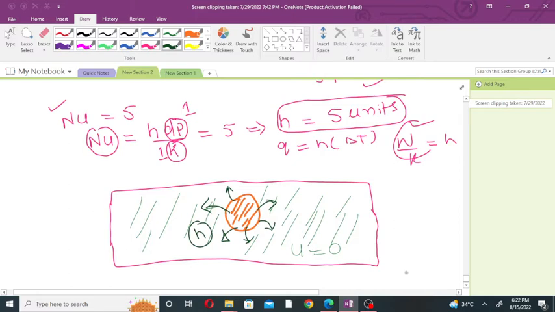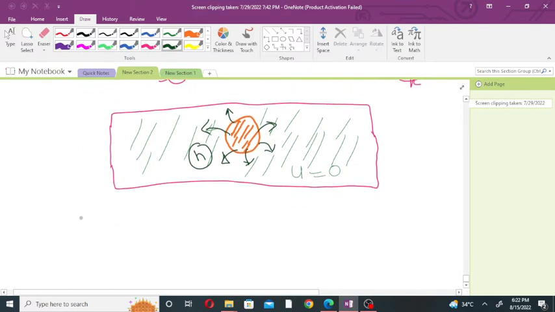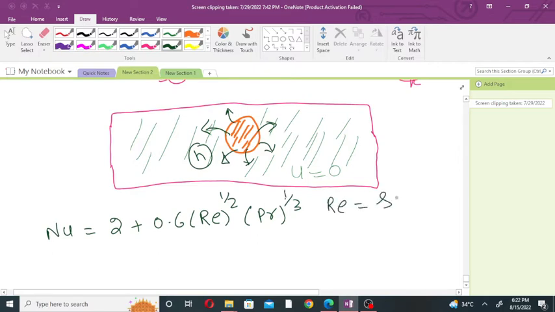So in that case, how will you determine the heat transfer coefficient? You will use the above correlation, Nusselt number is equal to 2 plus 0.6 Reynolds number to the power 1/2 times Prandtl number to the power 1/3. The Reynolds number involves density, velocity, diameter of the particle and viscosity. The velocity of the fluid is 0, so V is 0, and the Reynolds number will be 0. So this whole term will be 0, and the Nusselt number will be equal to 2.